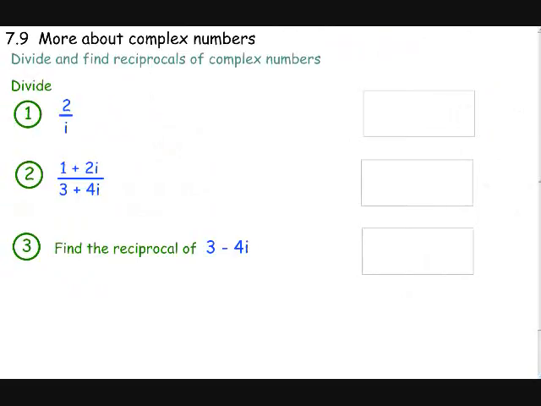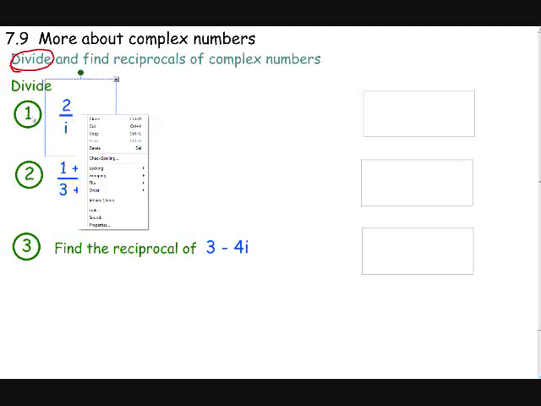Okay, dividing, and then we are going to find reciprocals of complex numbers. We're starting with the dividing piece. Forget about putting an equal sign in there yet. I want to rationalize my denominator. I can rationalize an i pretty easily. I just multiply it times itself.